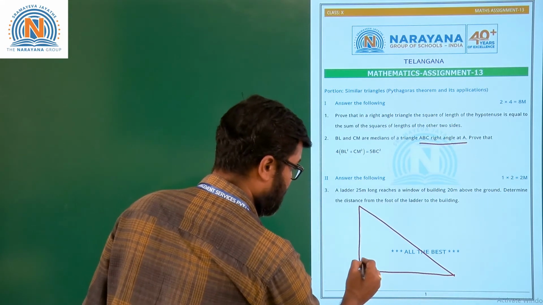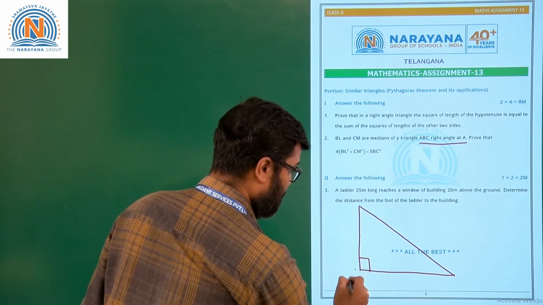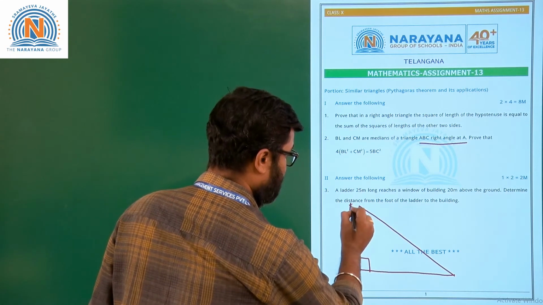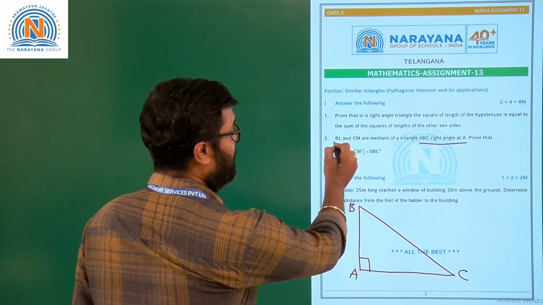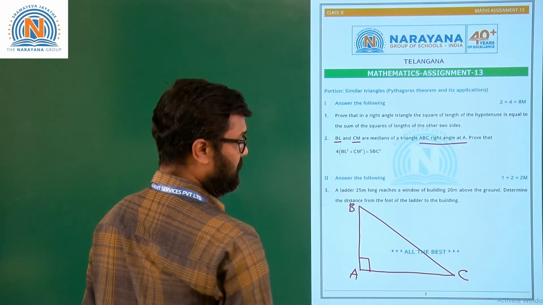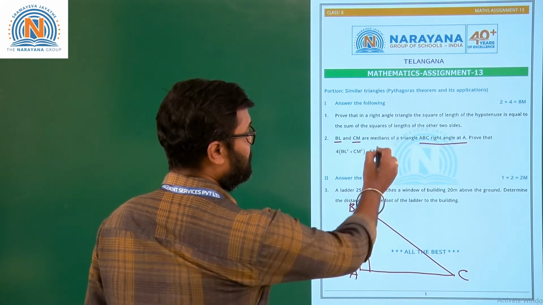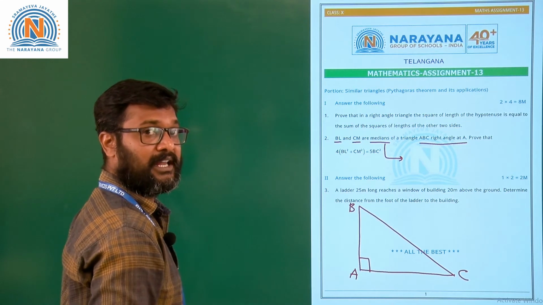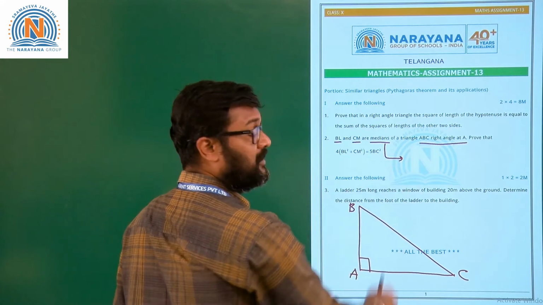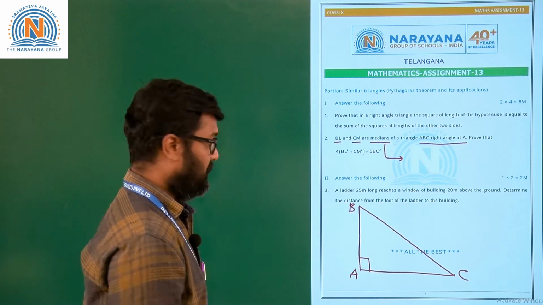So here this is the 90 degrees right angle. So here it will be A, here B, and here C. Now here BL, CM are the medians. So BL, CM are medians, what does that mean, children? A median is nothing but the line segment joining a vertex and the midpoint of the opposite side, isn't it?